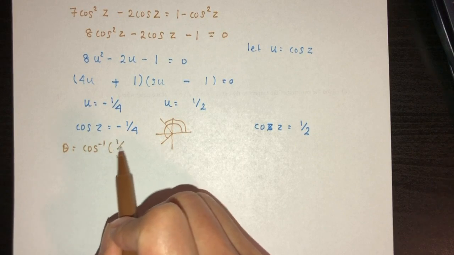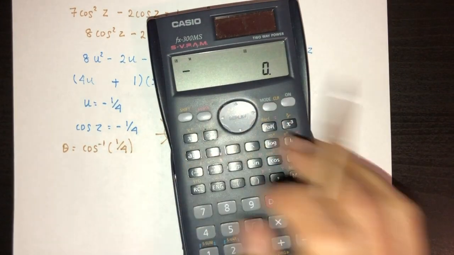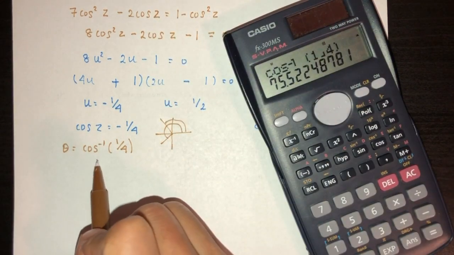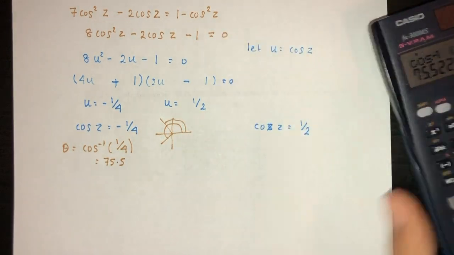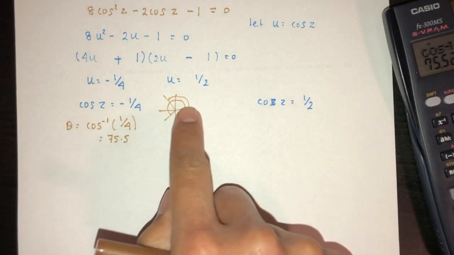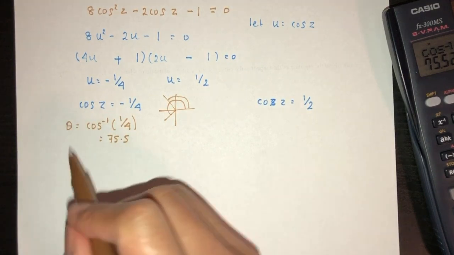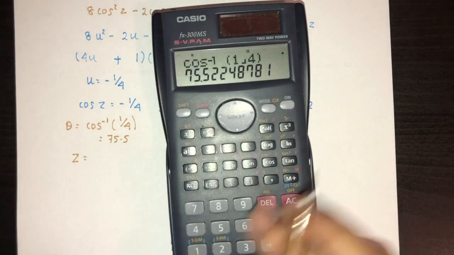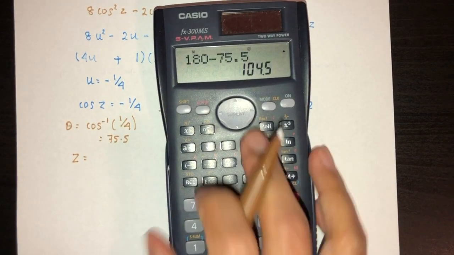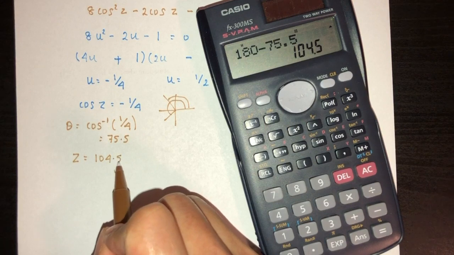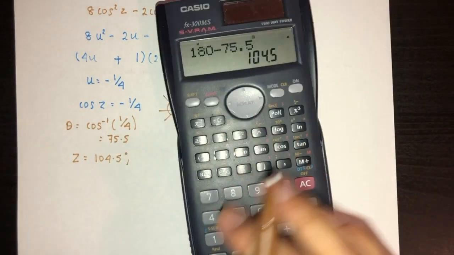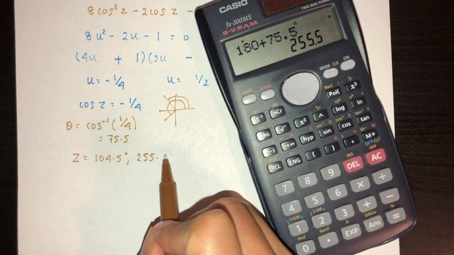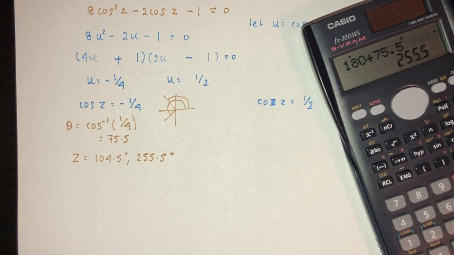That will be cos inverse of the positive value of 1 over 4. So we only do this when it is a negative value, okay? So you will have 75.5. Now we have to use this and look at our quadrants to find the value of z. As you can see, z will be in your second quadrant, which is 180 minus this. So 180 minus 75.5. That will be 104.5. And then in your third quadrant, which is 180 plus this value, that will be 255.5. That is your value of z for this value.